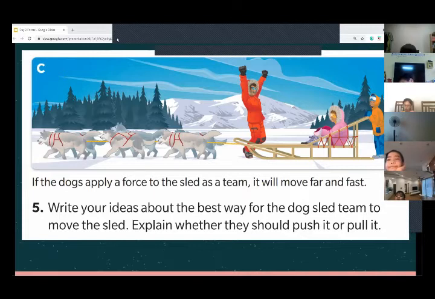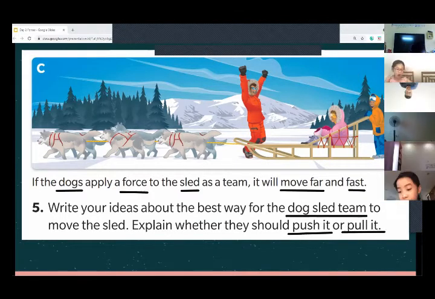Okay. I'd like you guys now to take your piece of paper and your pencil, and I'll give you 2 minutes to write a sentence. Write your ideas about the best way for the dog sled team to move the sled. Explain whether they should push it or pull it. Now write a sentence. Okay, guys, I think that's enough time. I'm going to call on a few people. If you did not have a piece of paper and pencil, it is okay for today. Just make sure you bring it next class.